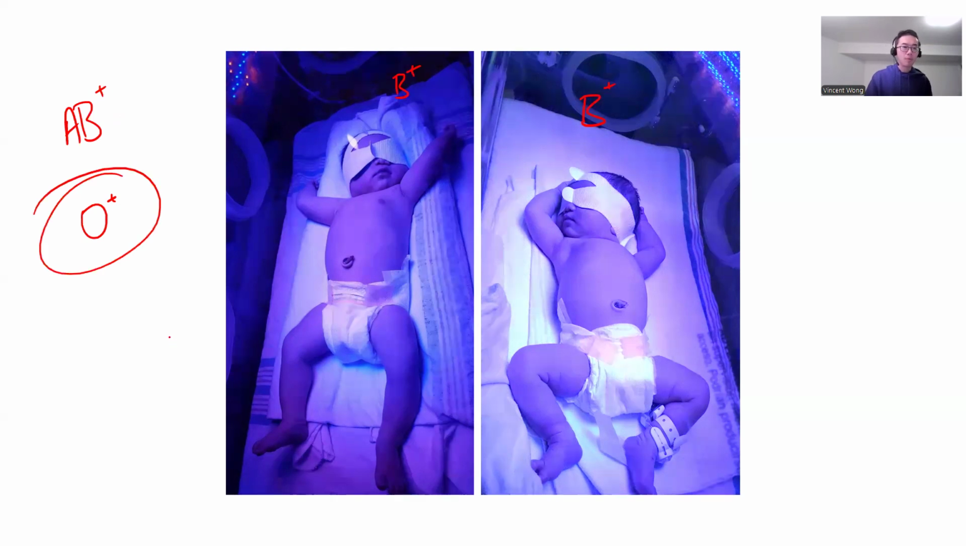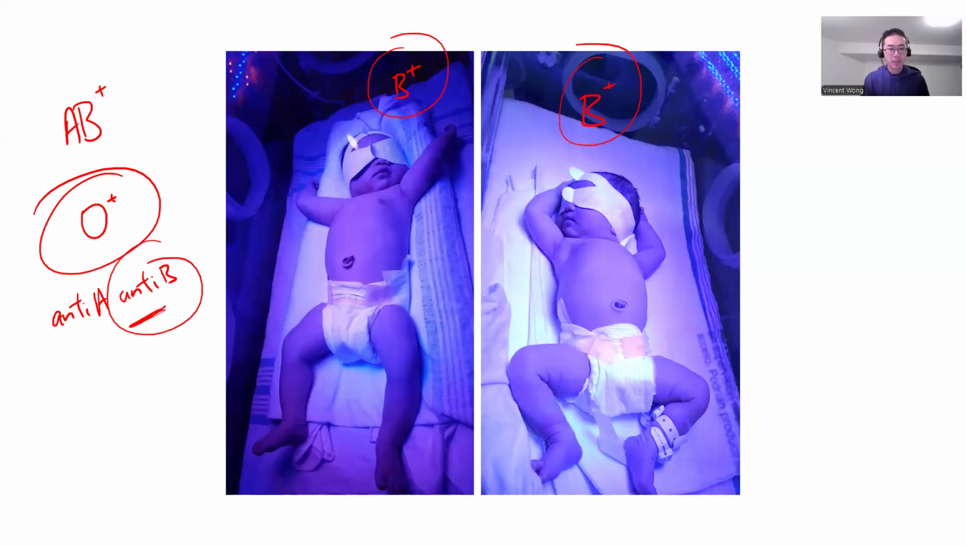But my wife is O positive, which means she has anti-A and anti-B in her bloodstream. So these anti-A, anti-B antibodies can actually cross the placenta and attack the baby's B blood. The anti-B specifically. Anti-A is not going to do anything, but anti-B will attack these type B cells in the baby's body, and it causes a little bit of hemolysis. It's not very severe, but severe enough for them to be jaundiced.